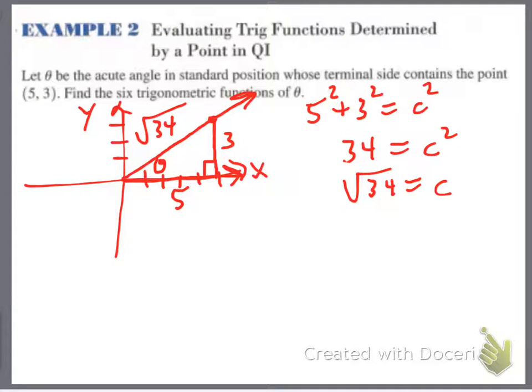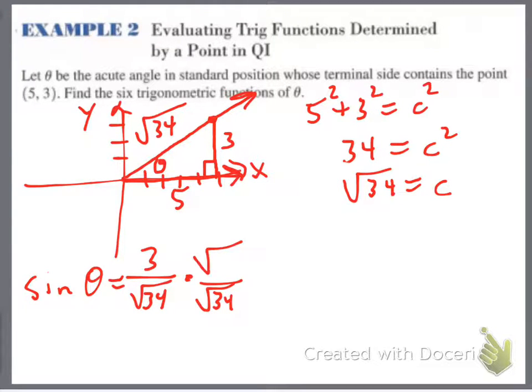Now you can find all 6 of your trig functions. So sine theta, opposite over hypotenuse. So 3 over radical 34. Well, can't have a radical in the denominator, so you multiply top and bottom by that radical. So I get 3 radical 34 over 34. There's my sine.